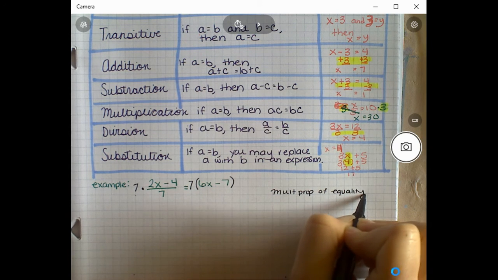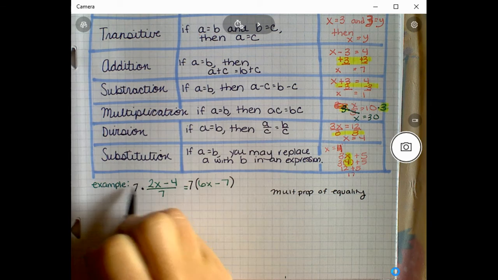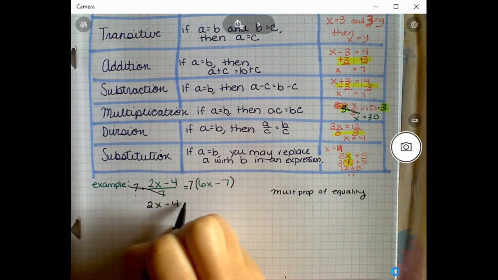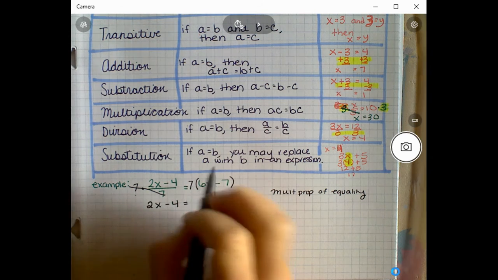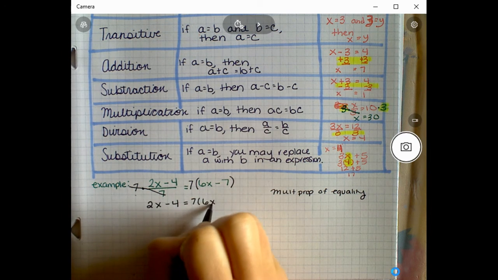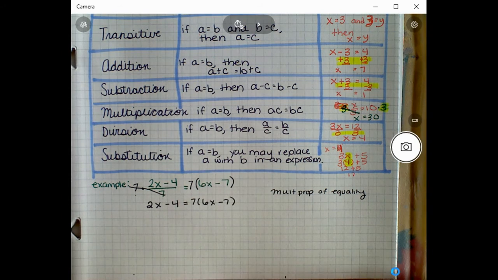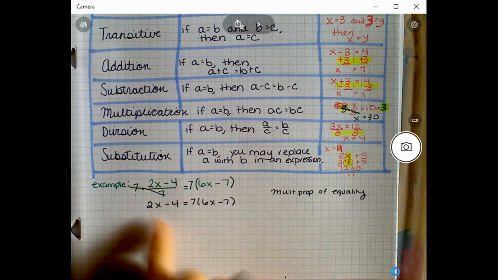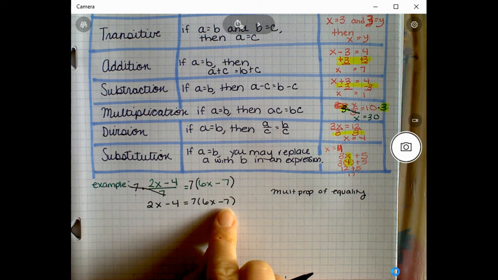That's the justification, and what we end up with is 2x minus 4 equals, and I'll just write it so we can do it in another step. So we use the multiplication property of equality to change this equation. Now it's all in one level.